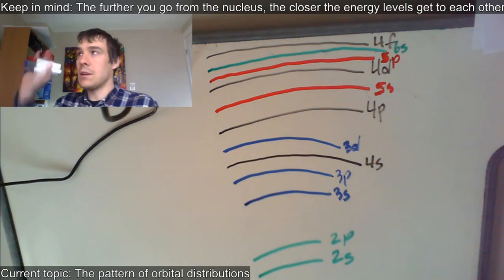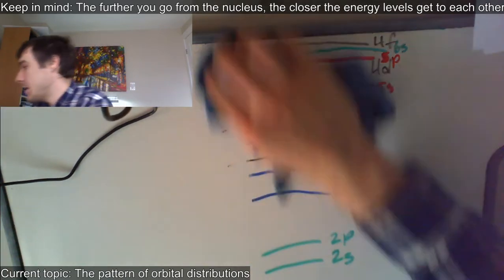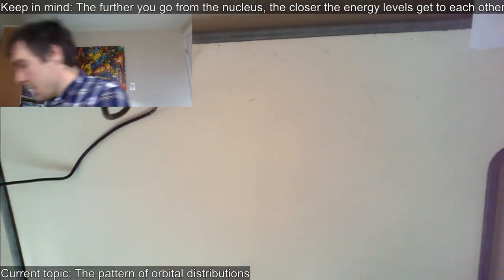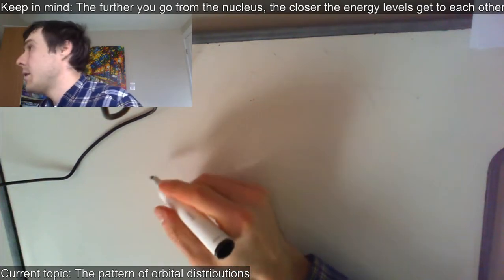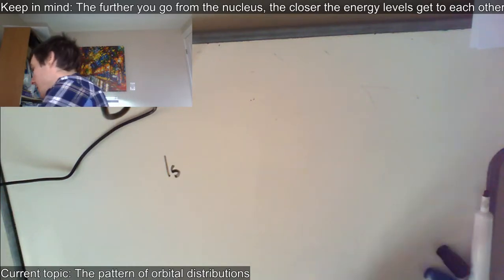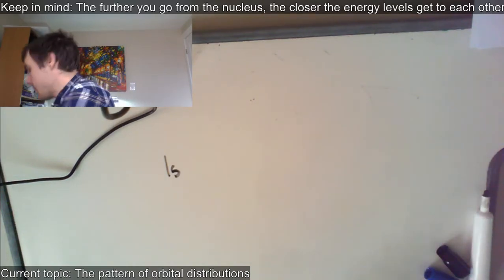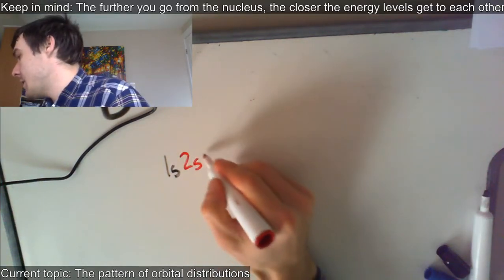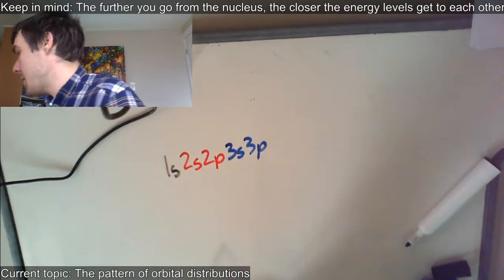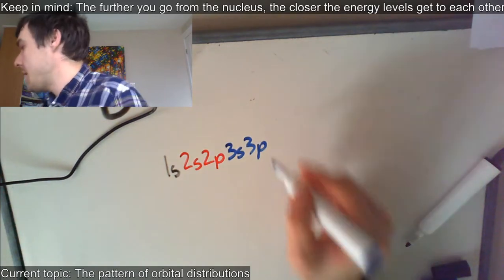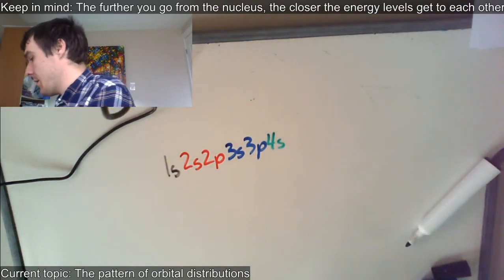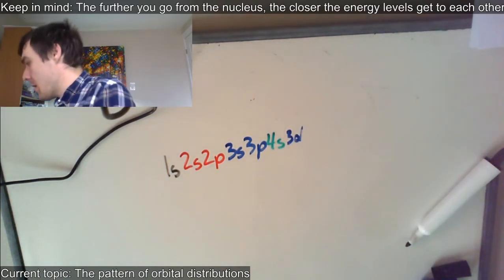So I'm going to, using only 4 colors, because I've only got 4 colors, try to diagram it out in full here. So let's start with 1s, and then 2s, and then 2p, and then 3s, and then 3p, and then before 3d can come in, you get 4s, and then there's 3d, and then 4p.